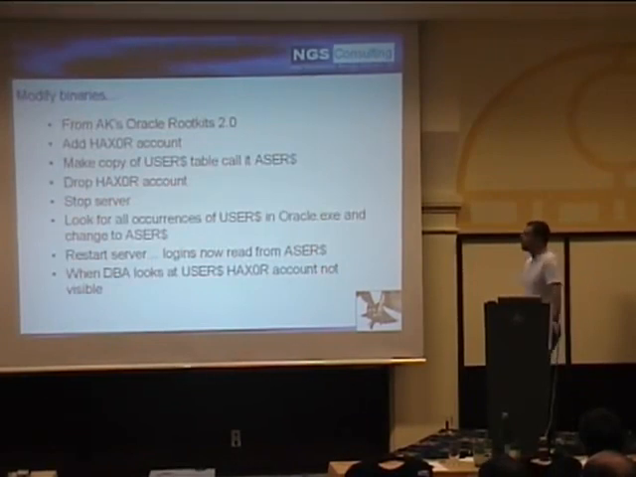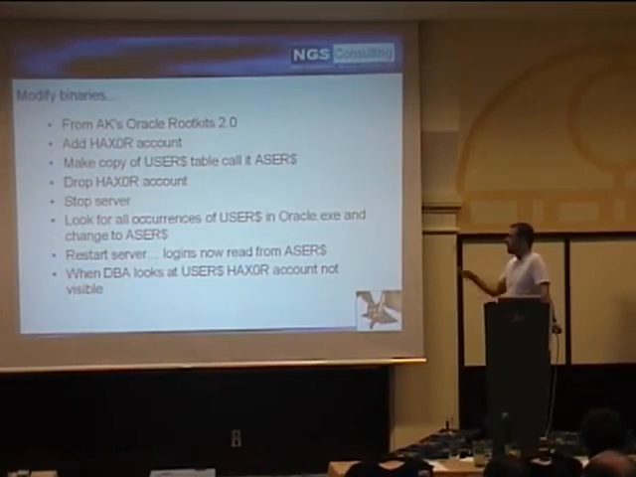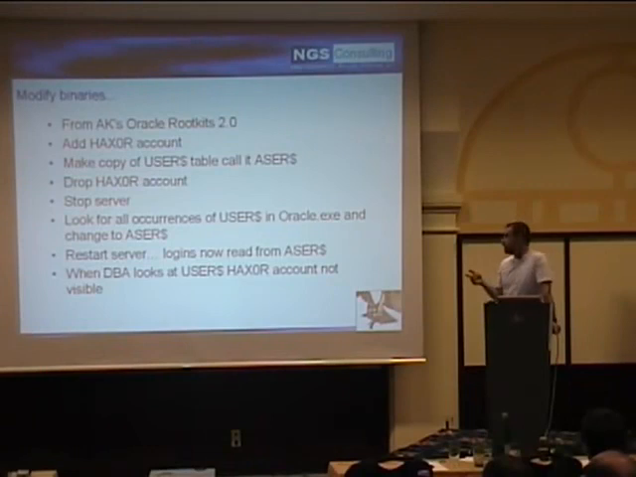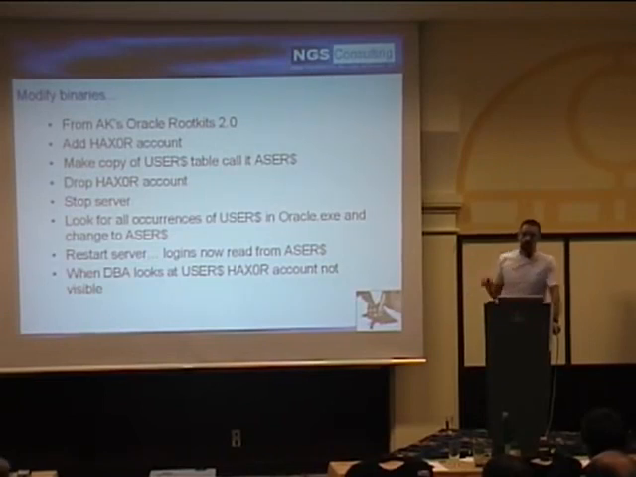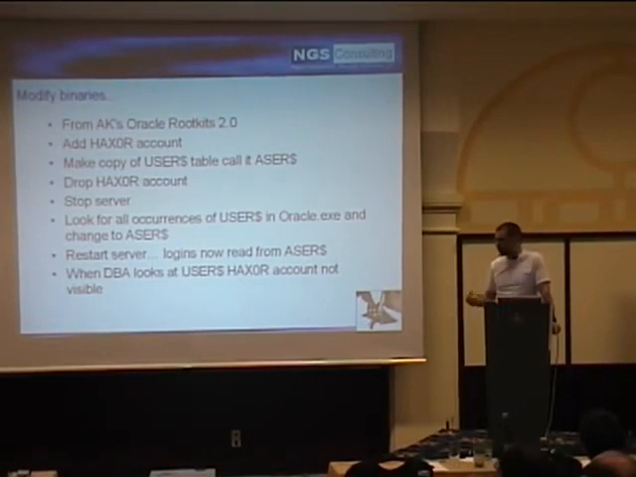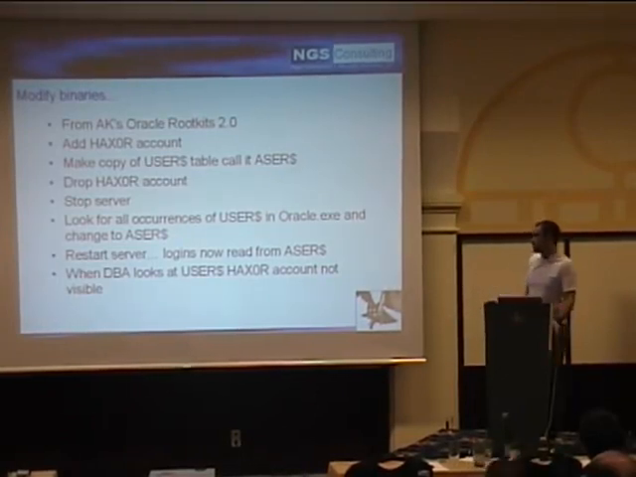Okay, modifying the binaries. From Alex's Oracle Rootkits 2.0: add the account, make a copy of the user table and call it aser$, drop the account, stop the server, look for all occurrences of user$ and change it for aser$, restart the server. Now all logins are read from this table. And so when the DBA looks at user$, thinking, okay, I can't trust the view, so I'll look at user$ instead, the account is not visible.